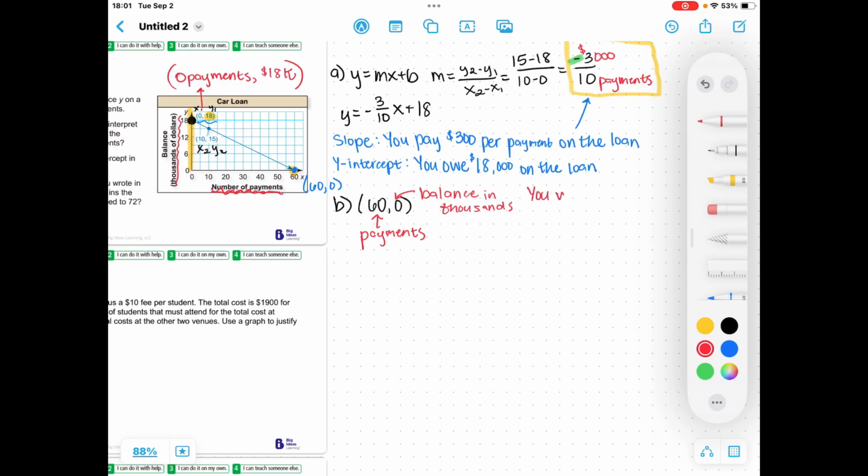So what this means for your x-intercept is that you will have paid your loan completely off in 60 payments. You will have paid all the loan off in 60 payments. And that's because your balance is going to be 0 and your payments will be 60.